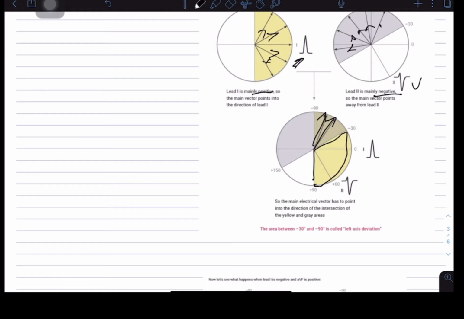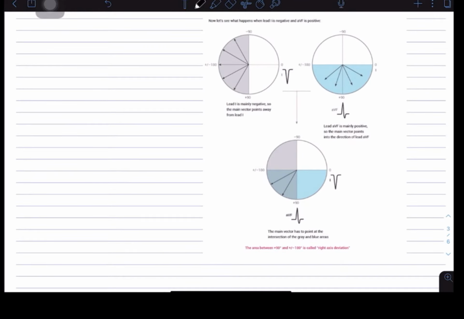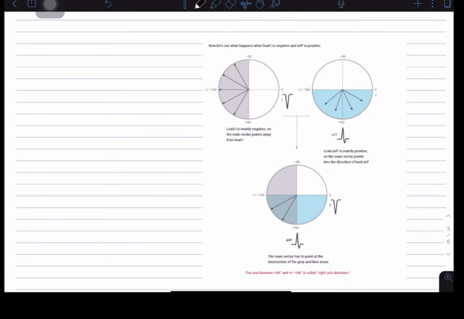So this particular area is known as left axis deviation. So the electrical vector going in this direction, the combination of the vector going in this direction, is known as left axis deviation. Let's see the next one.